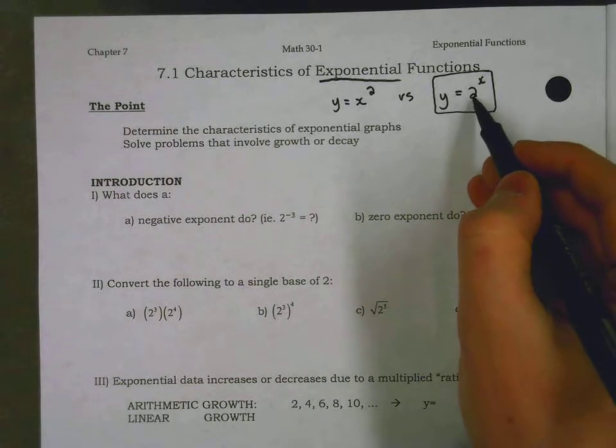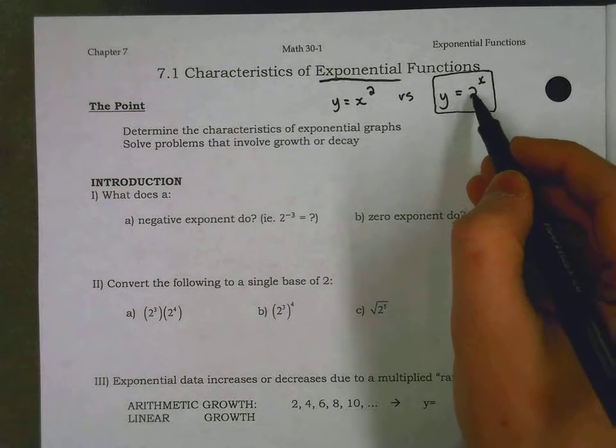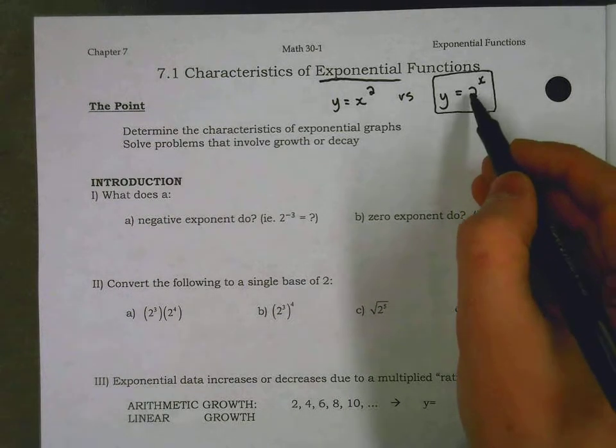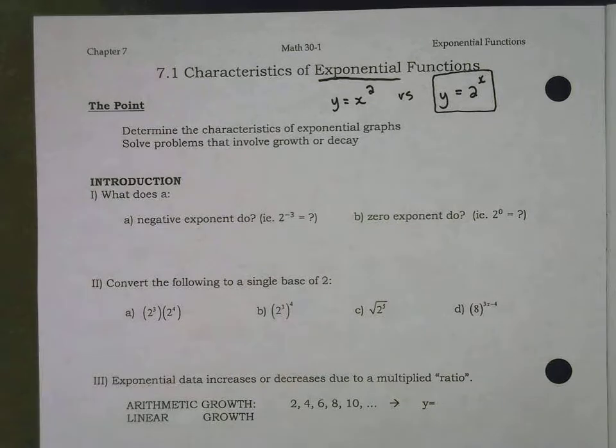What could change is there could be a new number there. It could be a 3, 4, 5, a 1.2, a 0.75. We're not going to deal with negative numbers there, but we are going to consider bases that are positive, fractions, whole numbers, exponential functions.